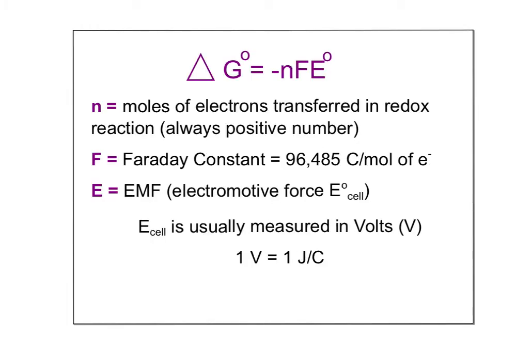So there's very clearly a relationship between delta G, Gibbs free energy, and our E cell value, because we know when delta G is negative, the reaction is thermodynamically favorable. We now know that E is positive. If delta G is positive, that means the voltage, that E value, must be negative.